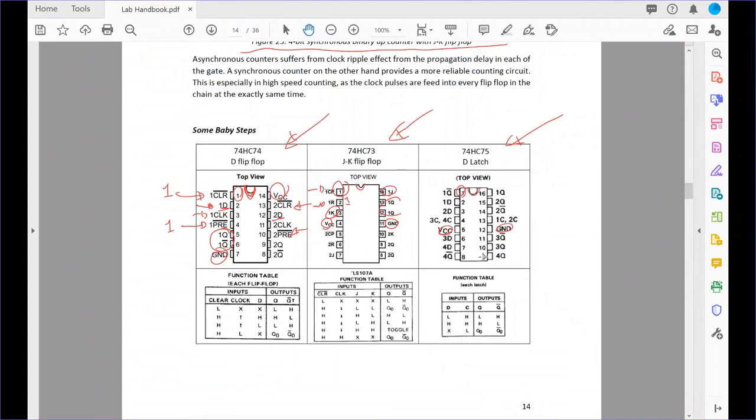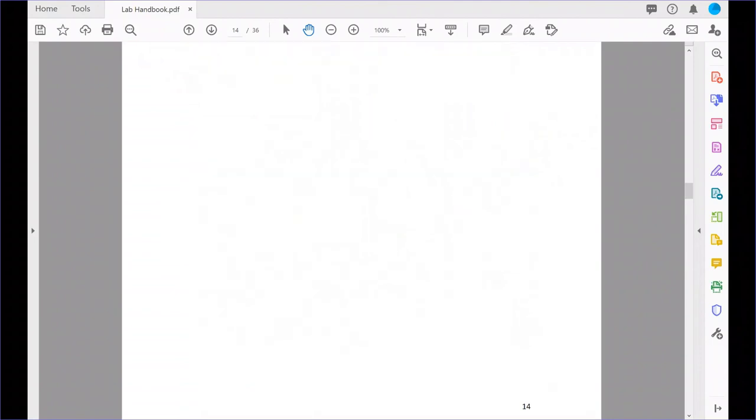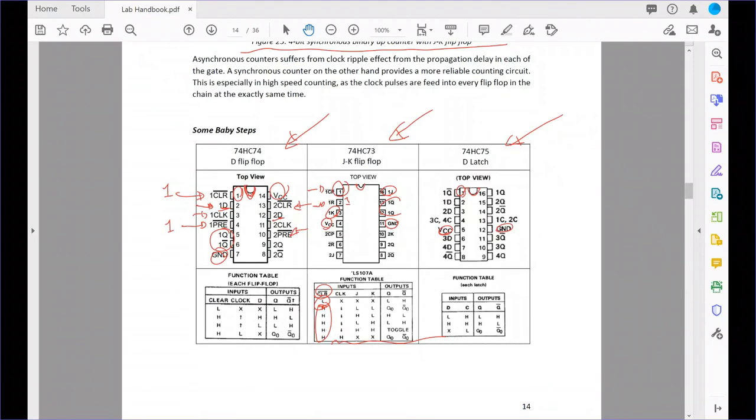So the R is just like the clear signal in this function table. If your clear is high, then it will only work. If your clear is low, I don't care what the input and the clock signals are. My outputs are always low. The Q is always reset. Okay, so this is how the JK flip-flops function.